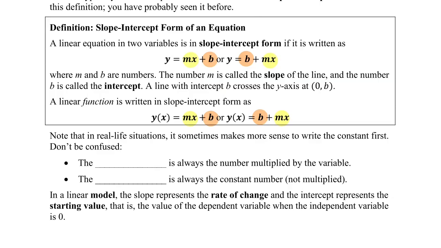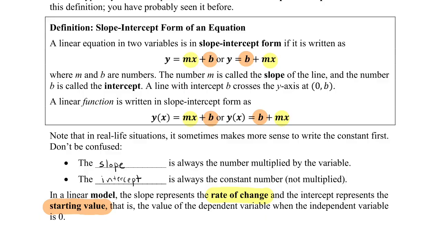It doesn't matter what order these terms are written in. The slope is always the number that's multiplied by the variable. And then the intercept is always the number written by itself. In a model, the slope will represent the rate of change, and the intercept will represent the starting value. That is, the value of the dependent variable when the independent variable is 0.